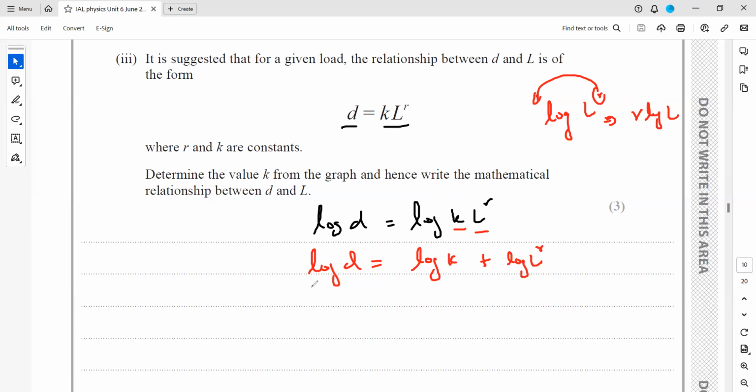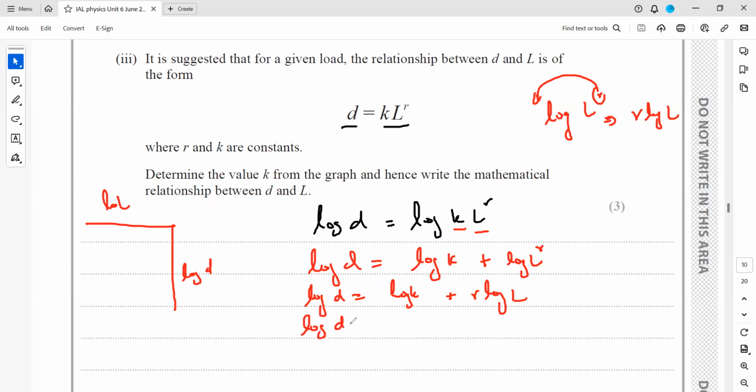So if you modify this equation, log D is equal to log K plus R log L. And then we rearrange, because on our graph we plotted log D on the y-axis and log L on the x-axis. So if we rearrange the equation, we only change the order, so it will be log D is equal to R log L plus log K.